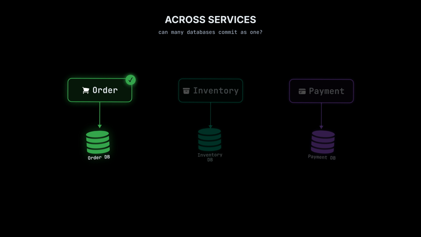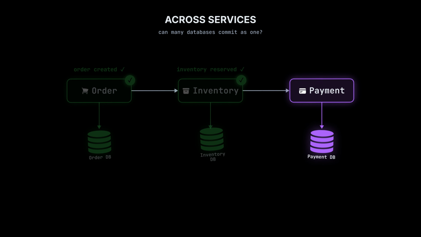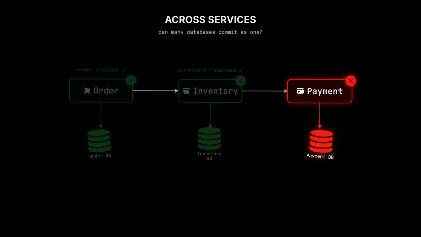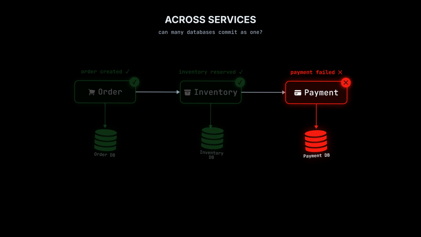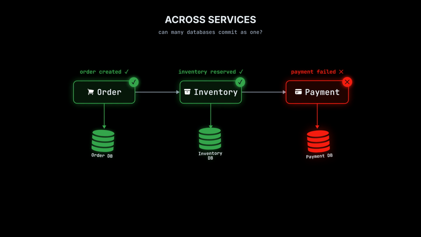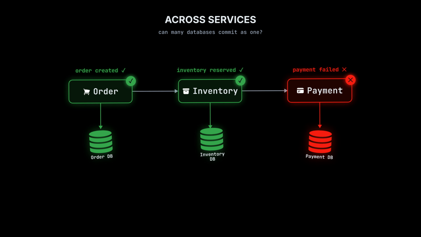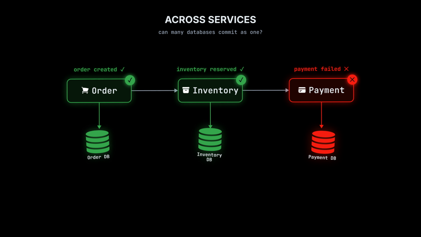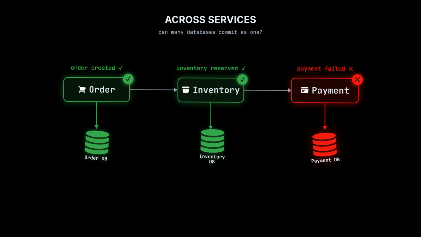Step 1. Order service creates the order. Order created. Step 2. Inventory service reserves the stock. Inventory reserved. Step 3. Payment service tries to charge the customer. And payment failed. Now stop. The order exists, the inventory is locked, the payment failed. But two of those three steps already committed to their own databases. They are done. They are real.